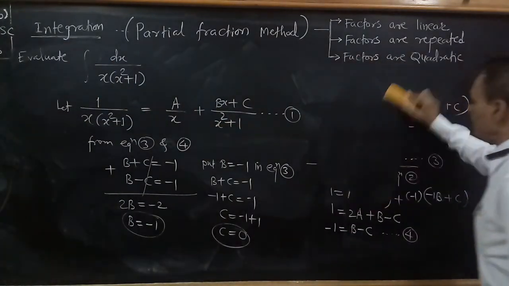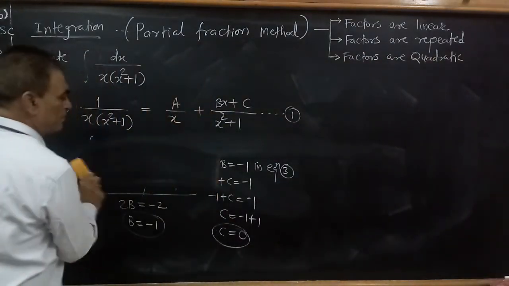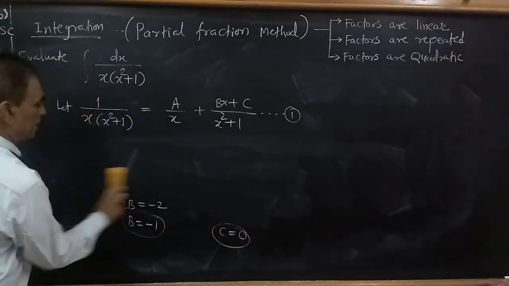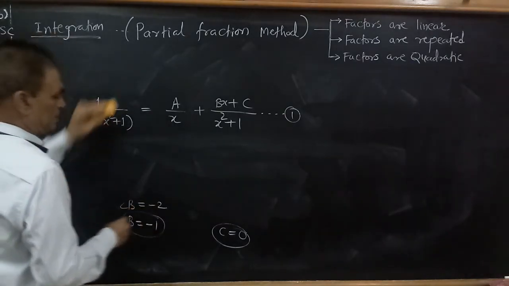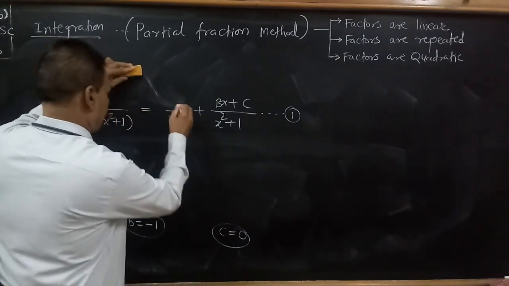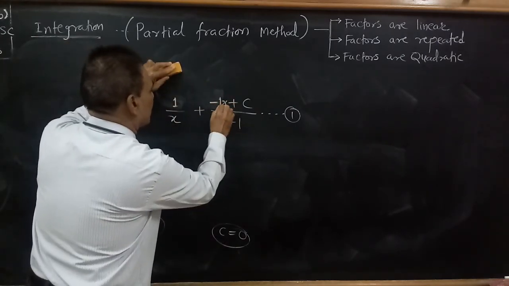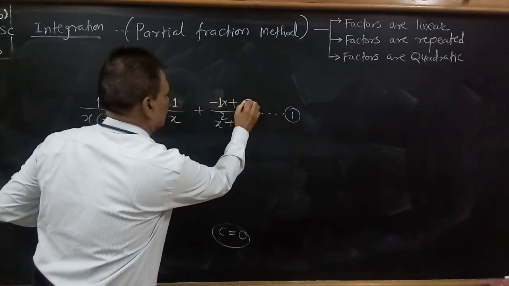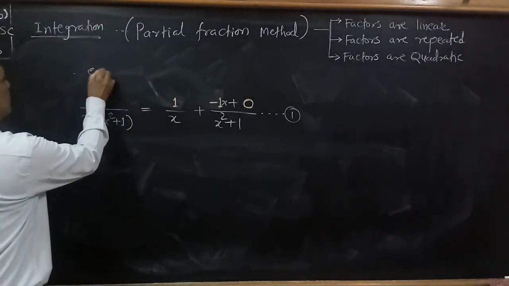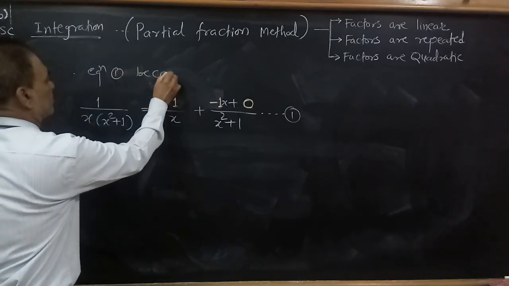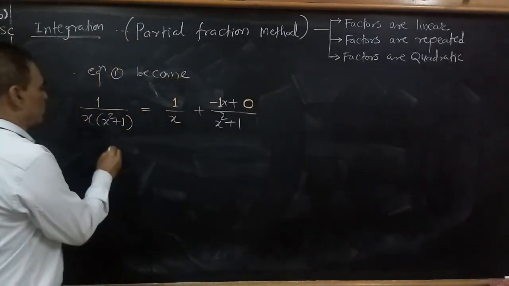Therefore, equation 1 becomes like this. Replace the value of a equal to 1, b equal to minus 1 and the value of c is nothing but 0. Put the proper value in the proper place, you will get it like this. And take the integration of both sides.